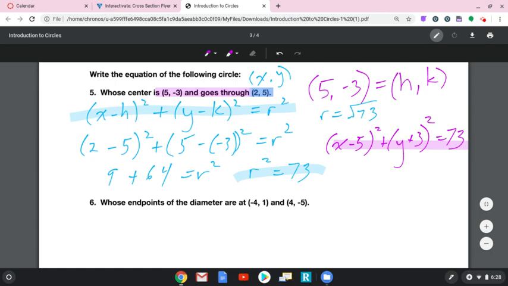Now, x and y, we don't want to put that one point in, because that's only one point on the circle. We have infinite points on the circle, so we leave the x and y variables there because that point varies. All right, guys, now let's take a look at 6.